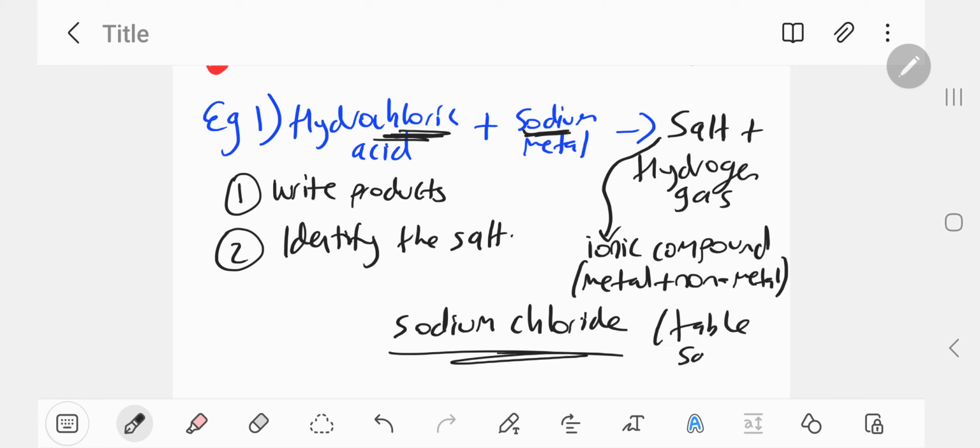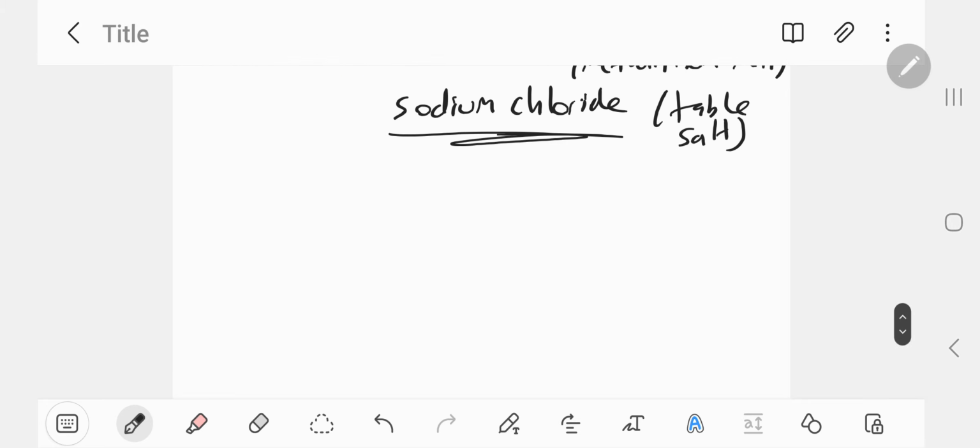So you can actually make table salt in the lab just by mixing hydrochloric acid and sodium metal. So that's the rule with chloric, it becomes chloride. Okay, that's the first type of common acid. And whatever metal you use, could be sodium, calcium, francium, you'll get francium chloride. If it's calcium metal, you get calcium chloride, and so on and so forth.